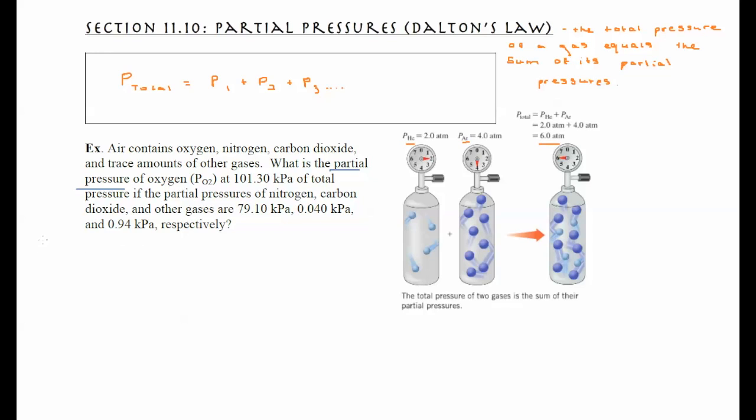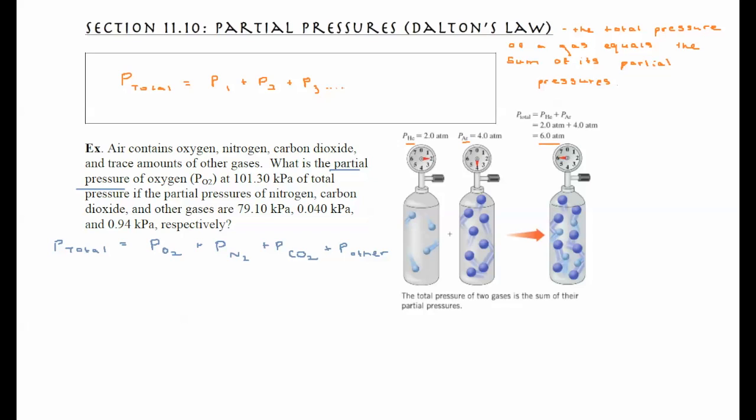So before I get started, I'm going to write out my formula. My P total equals the partial pressure of oxygen plus the partial pressure of nitrogen, N2, plus the partial pressure of CO2, plus the partial pressure of other gases. So I'm going to just write other. And now what I'm going to do is plug in what I know.